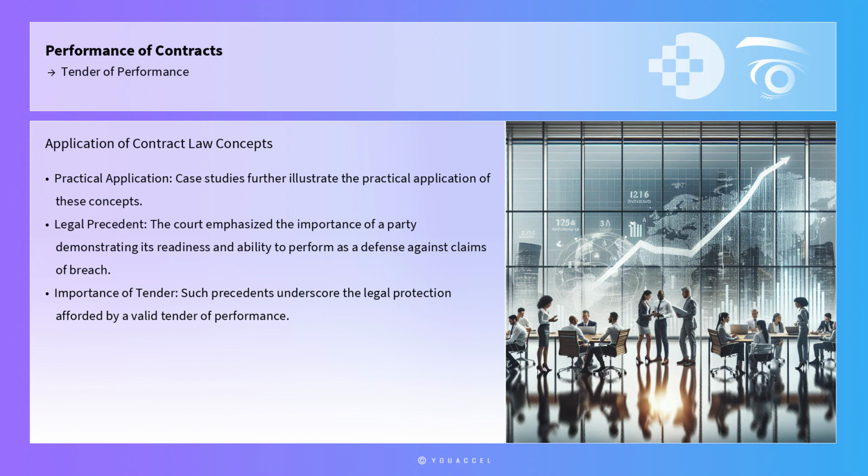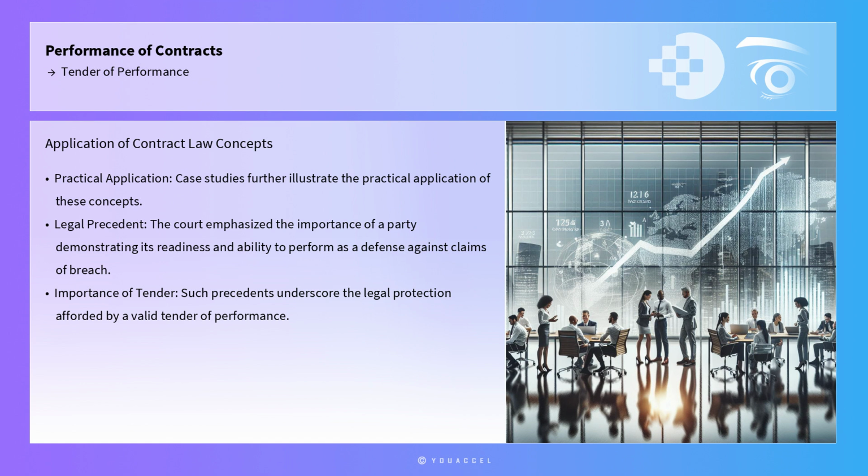Case studies further illustrate the practical application of these concepts. In the case of British Westinghouse Electric and Manufacturing Co. Ltd v. Underground Electric Railways Co. of London Ltd, 1912, AC 673, the court emphasized the importance of a party demonstrating its readiness and ability to perform as a defense against claims of breach. Such precedents underscore the legal protection afforded by a valid tender of performance, reinforcing the importance of this concept in contract law practice.